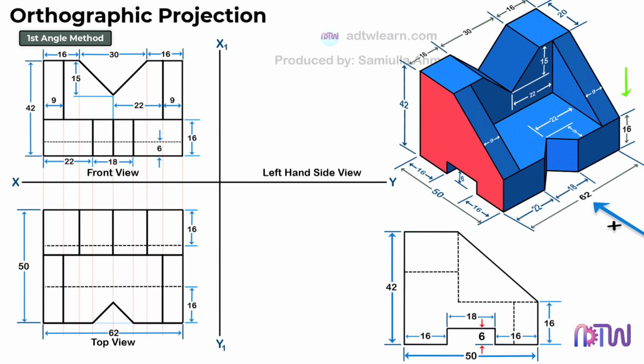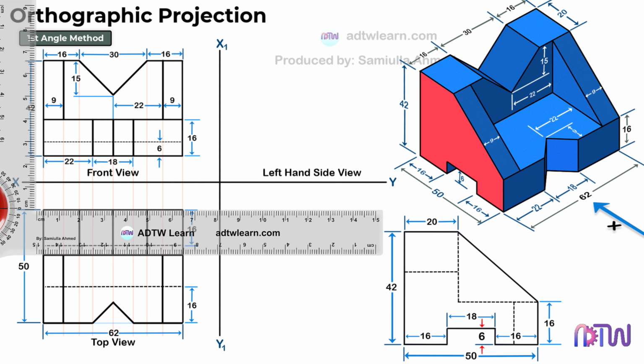This height is 16 mm, and the width of this side is 20 mm. These two dotted lines represent the notches on the walls. This dotted line represents this hollow section of the object. Let's start drawing. First, draw the horizontal reference lines from the corner points of the front view.